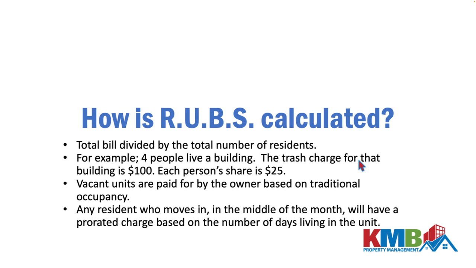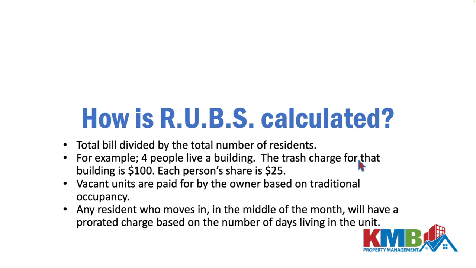Anytime there are vacant units within the complex, let's say in our fourplex example, unit A is vacant. The owner is going to pay based on the traditional occupancy of that unit. So traditionally, a one-bedroom unit is going to be occupied by one adult. So in that instance, the owner is going to pay the unit A utilities of $25, and the other units are going to be paid by those residents.